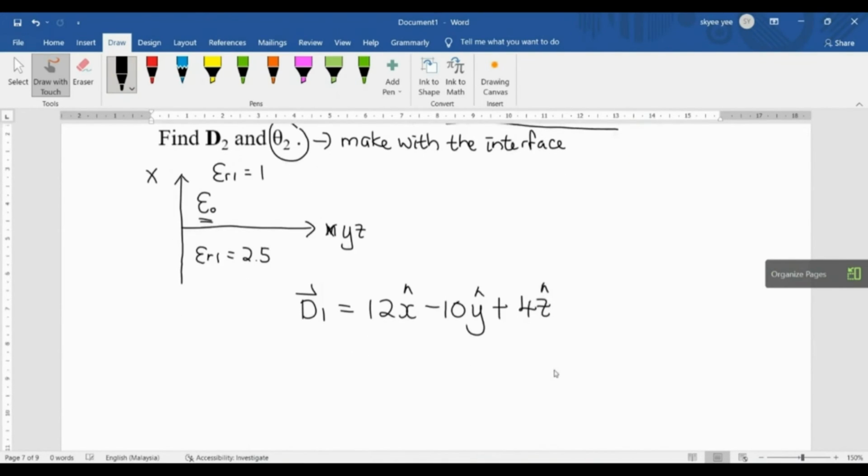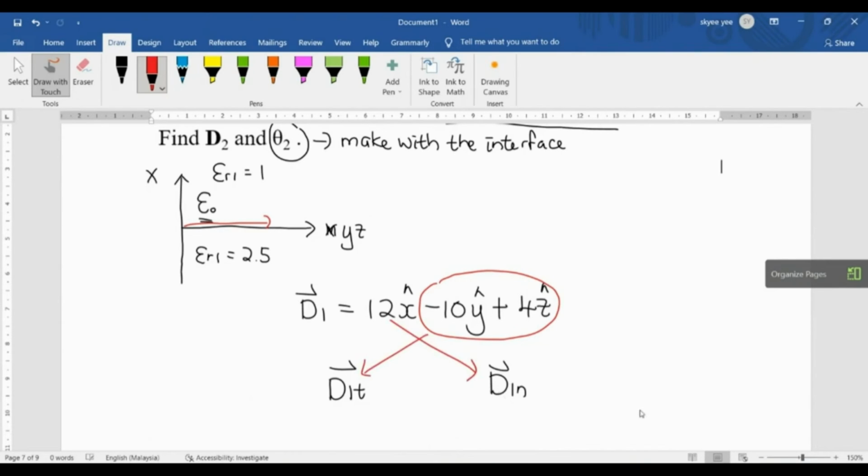So test yourself. Which one is the D1T, the tangential component, and which one is the normal component? Can anyone tell me what is the D1T? Anyone? Y and Z. Yes, very good. So the tangential component will be a component in these directions, Y and Z here. So automatically, this 12x will be the normal component.